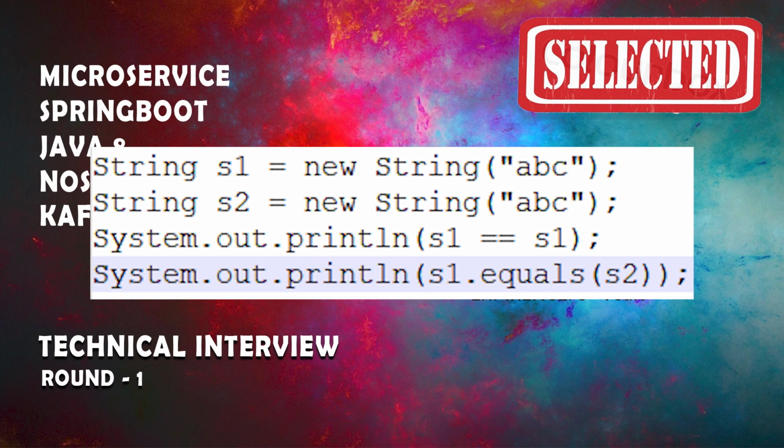As we are using the double equal operator, it will compare the object references, and we are initializing both the strings by using the new operator. So both are pointing to different memory locations instead of the string pool. That's why we will get false for the first, and for the second, equals will compare the content, which is equal, ABC. So it will show true. Okay, that's fine.